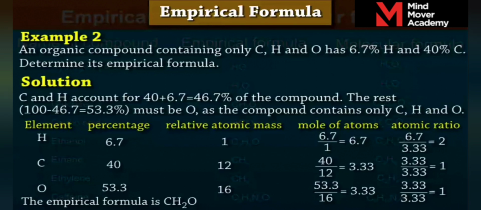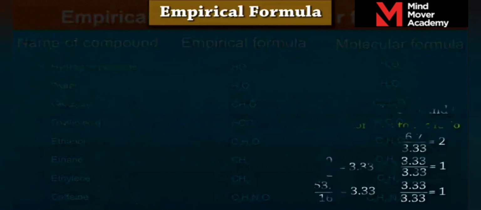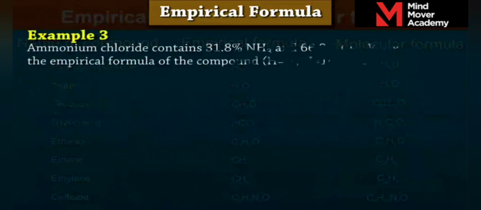For finding the atomic ratio, we will divide the mole of atoms by a suitable number to get a simple whole number ratio. So we will divide mole of atoms here by 3.33. So for hydrogen, 6.7 by 3.33 is equal to 2. For carbon, 3.33 divided by 3.33 is equal to 1. For oxygen, 3.33 divided by 3.33 is equal to 1. So the empirical formula is CH2O. Let's take the next example.